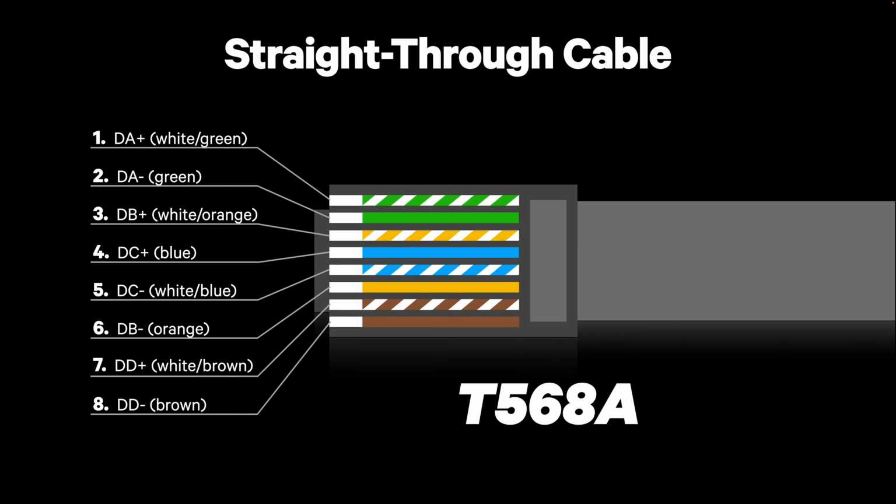There's also a second standard around, the T568B standard. As you can see, this is very similar to the first one, but the white-orange and the orange wires are basically switched with the white-green and green wires.